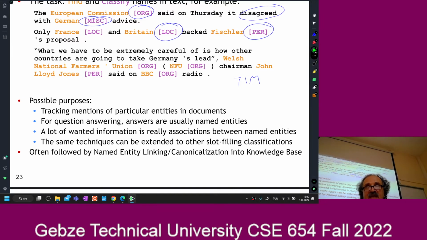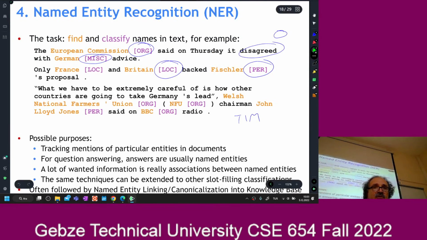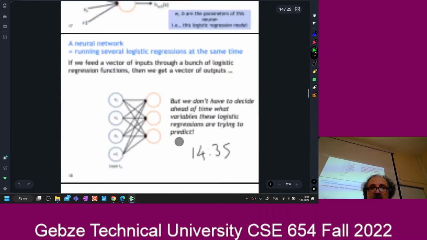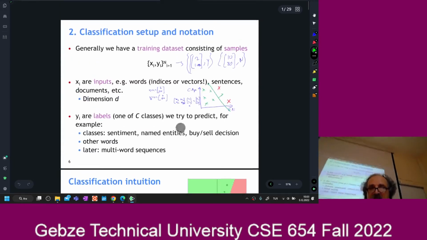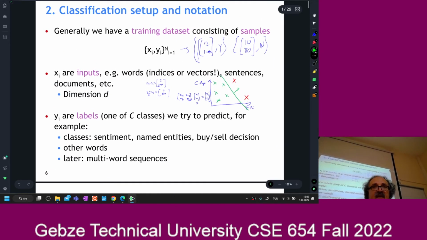And when we are doing this machine learning approach or neural network approach to handle NLP problems, this will be the first example that we are going to look at, named entity recognition. Okay, let's go back to the beginning of the chapter and do that.